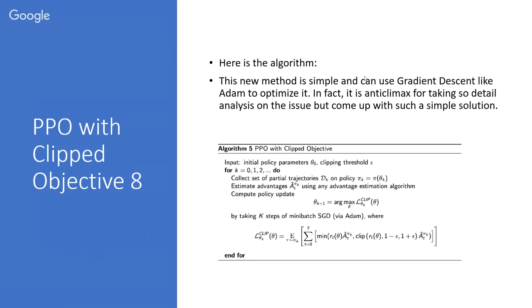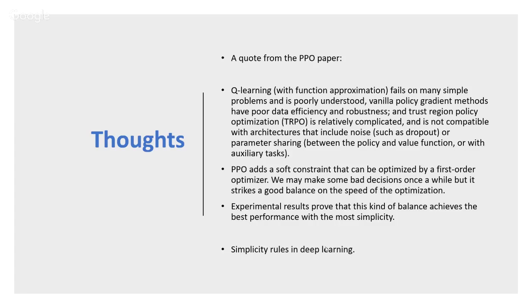Here is the algorithm for PPO clipped. This is the new method. It's simple and can use gradient descent like Adam to optimize. In fact, it is an anticlimax after taking such a detailed analysis of issues that come up, for such a simple solution. So we initialize the policy parameters and clipping threshold, collect a set of partial trajectories, estimate the advantage using the advantage estimation, compute policy updates, take K steps of mini-batch, and then we basically do the following clipped version.